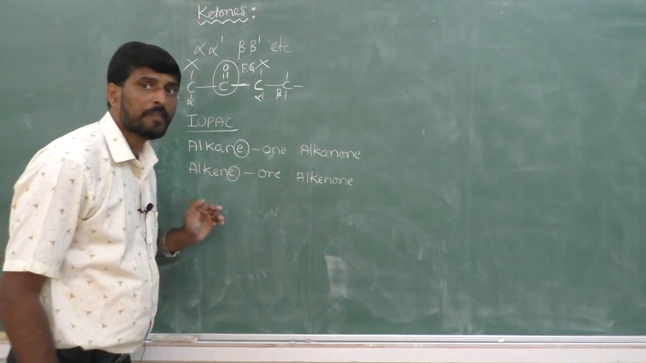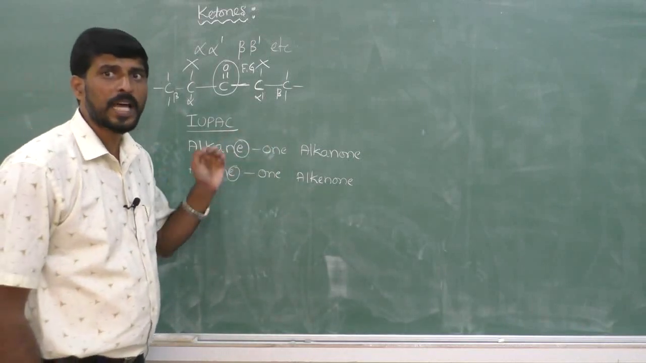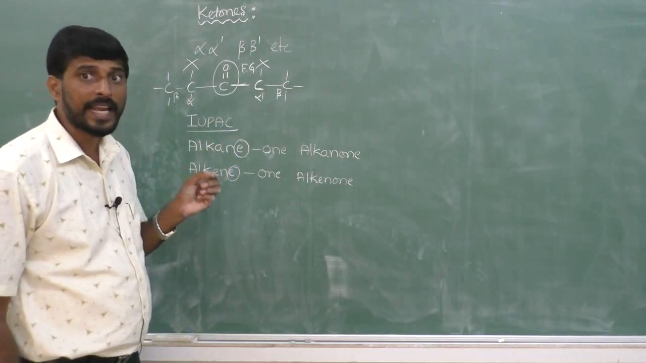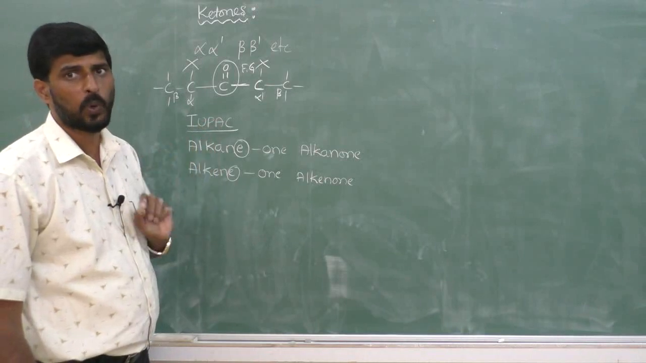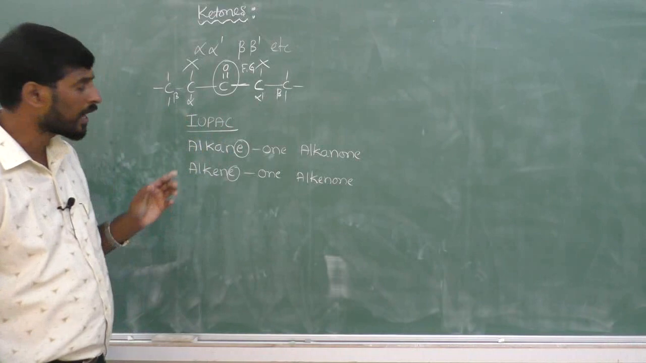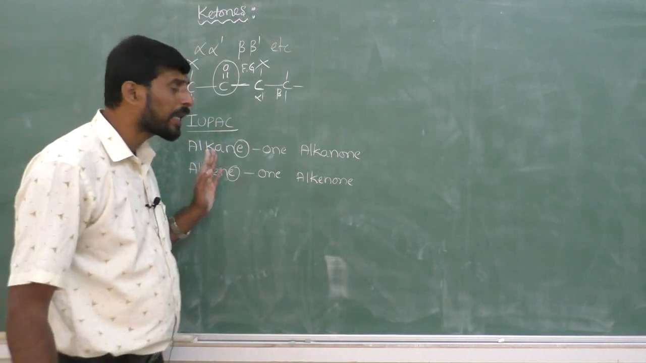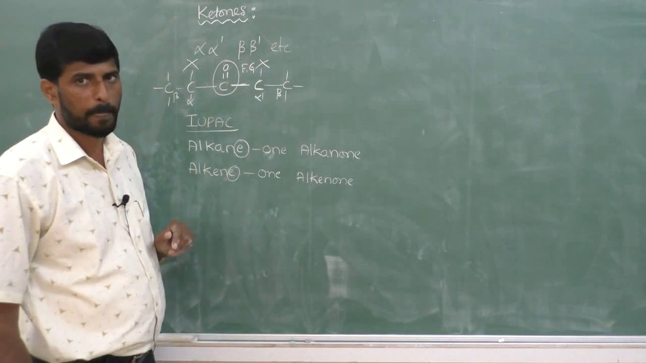What happens if the substituent groups are present? If the substituent groups are present on the selected parent chain, in order to indicate the substituent group, we will use a suitable number. So, we will give the suitable number to indicate the position of the substituent group.